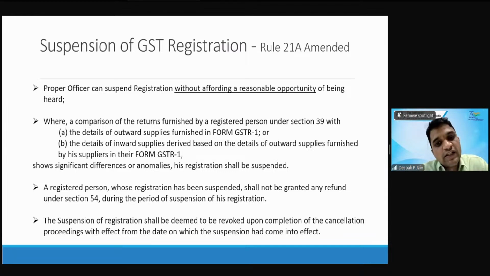करेक्ट, ड्यूरिंग सस्पेंशन नो जीएसटी फाइलिंग और पेमेंट। Sir, if officer suspends retrospectively, but supplier has issued tax invoice, then what will happen?